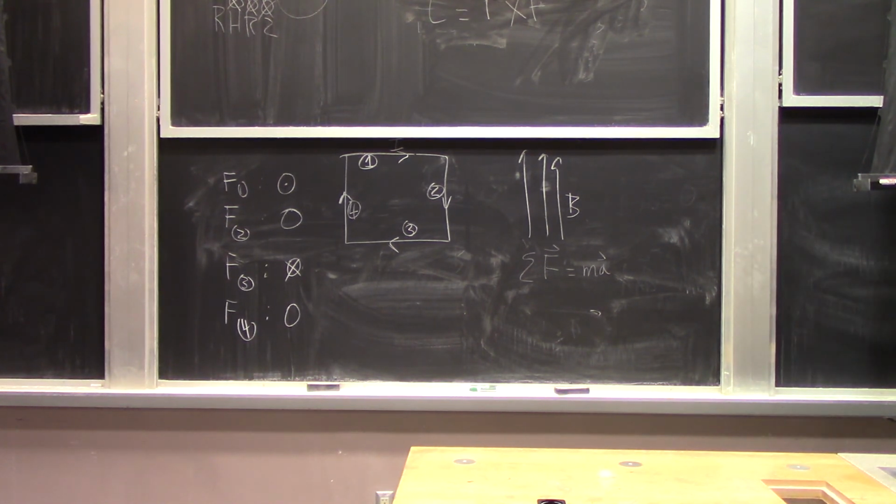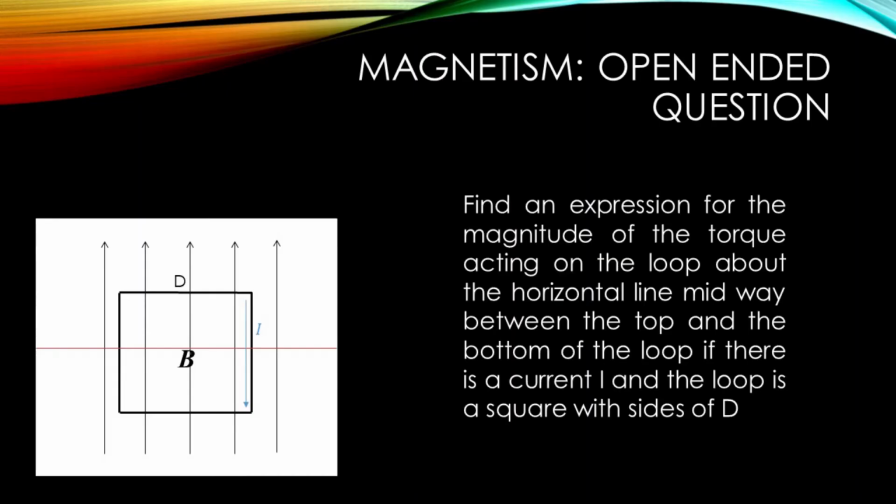And so what we want to do is determine an expression for the magnitude of the torque acting on this loop about the horizontal line that I have drawn here, that is midway between the top and the bottom of the loop. Now, the thing that you also want to take into consideration here is that torque is given by a different cross product, but we're only concerned really with the magnitude of this. But torque, you'll remember from last semester, when you took Physics 1, is defined to be R cross F. Okay? So go ahead and use these pieces of information that I've given you to determine what the torque is acting on this loop of wire about this horizontal line that I have drawn here. Okay?